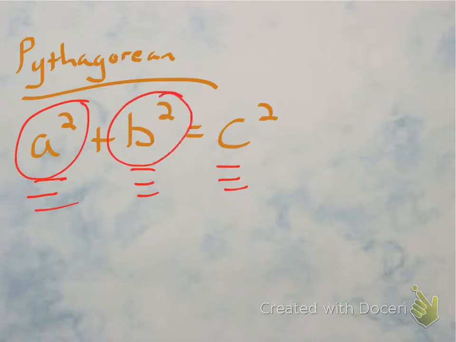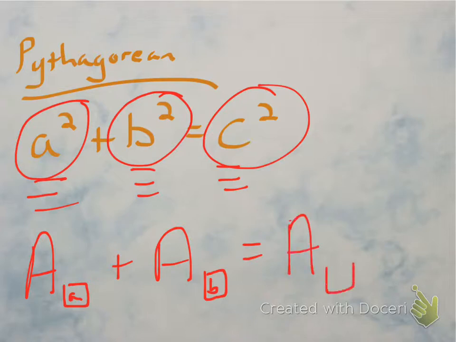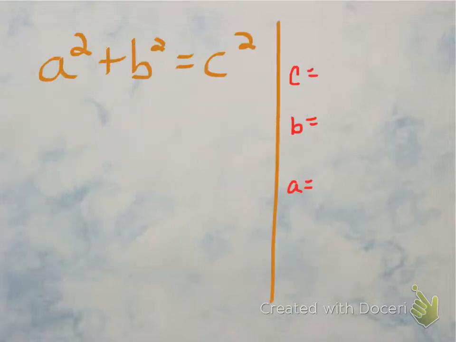These are sides of a square. So really, if you think about it, these are areas. Area of a square A plus the area of a square B equals the area of a square C. It's really what it is. We're just adding the areas of 3 squares together. Now, we have to be able to manipulate this problem to find C, find B, find A sometimes. So let me show you how that's done real fast.